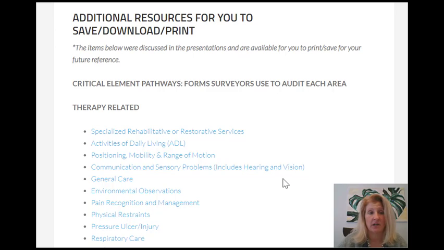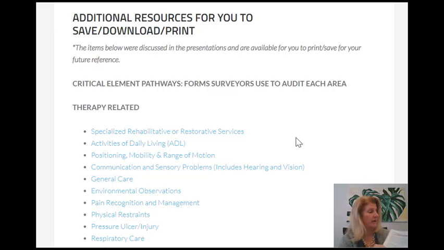So as you can see here, there is an endless list of things that you can print, save to your computer, download. You're going to get all of the therapy-related critical element pathways. These are the forms that state surveyors use to audit each area. You can see the listing of them here, and what they look like is a packet of information for each of the areas.